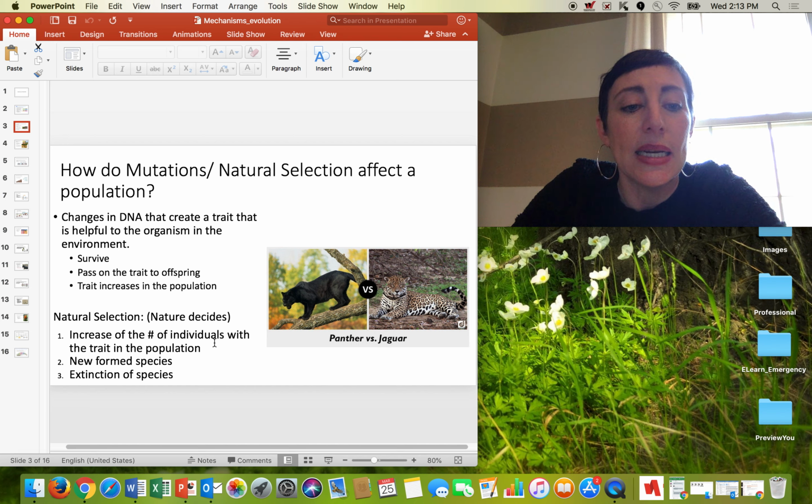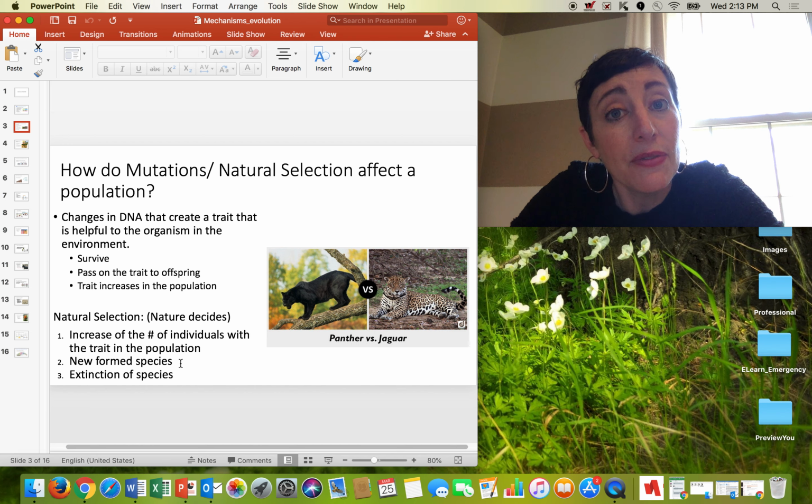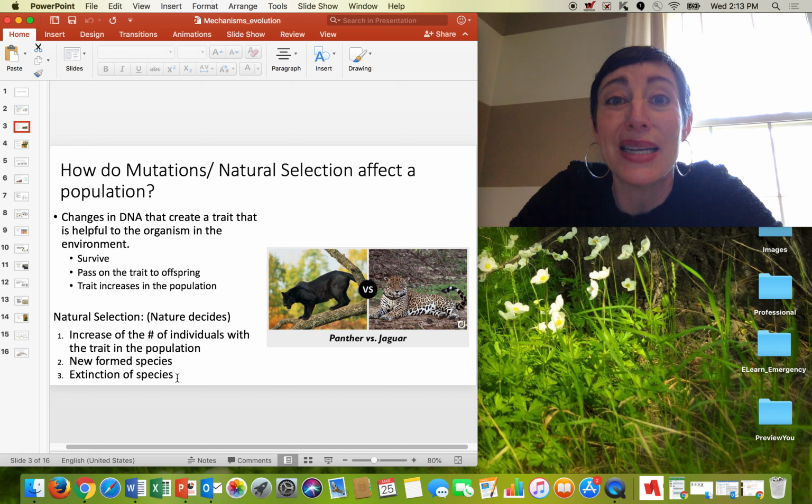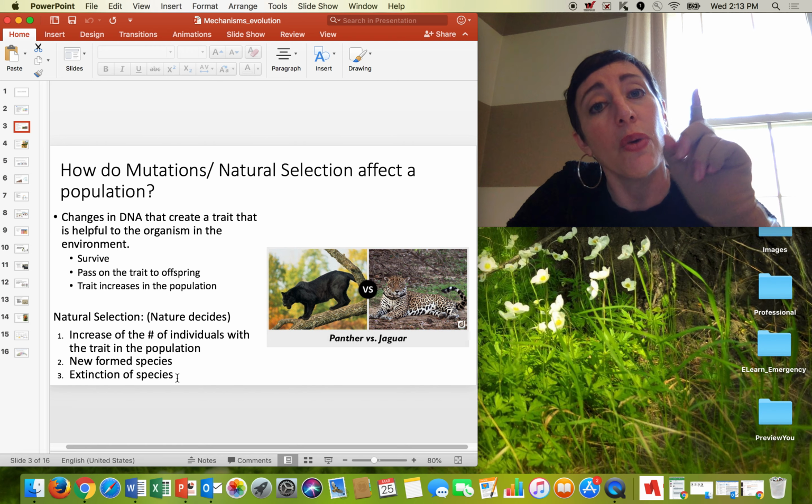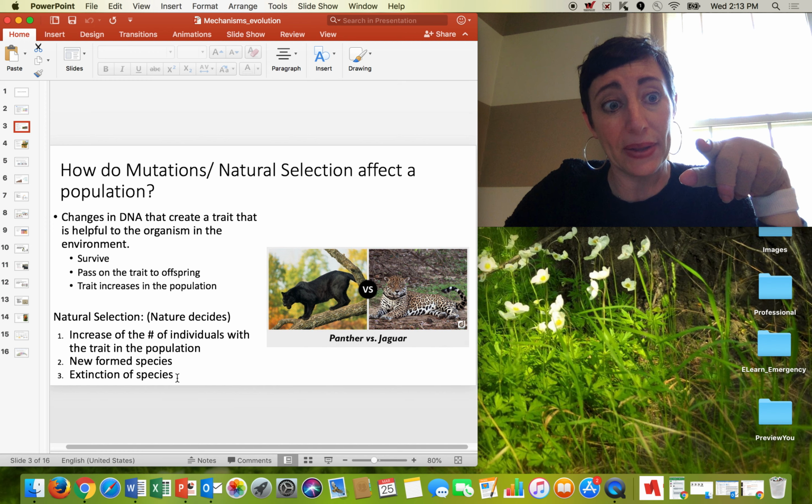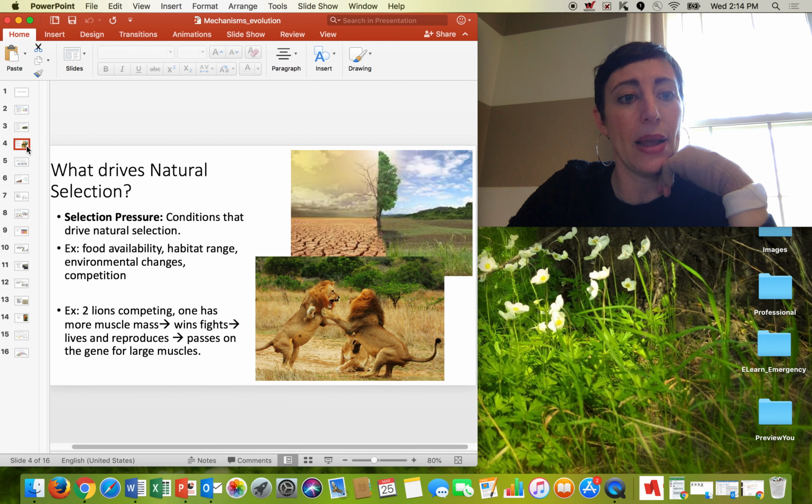So we might see an increase in the number of individuals with that trait. We might see new species formed because of those mutations and adaptations, and we might even see some extinction of species if the mutations don't help the organism survive. Okay, so again, that's one way that we see evolution in a population. Okay, let's look at another way.